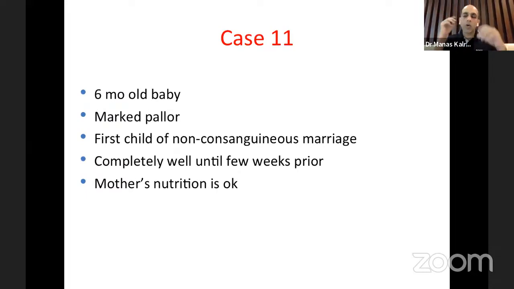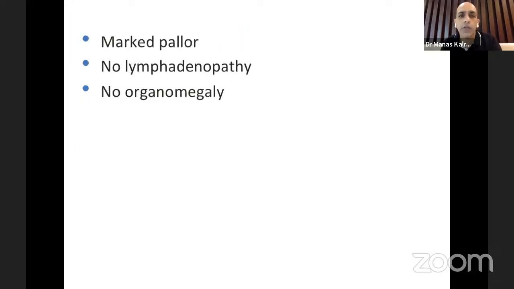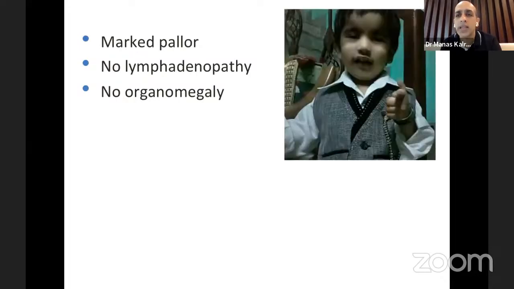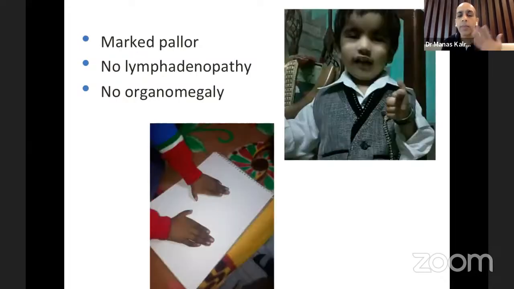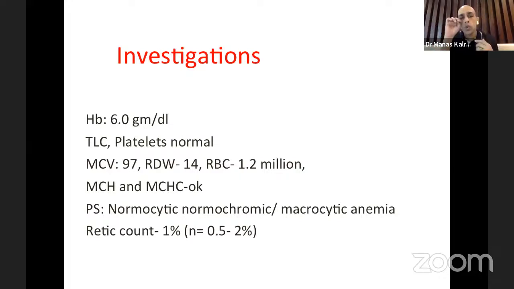So while we are talking about retic, I'll show you a case example. This is a 6-month-old baby who's got marked pallor. Mother's nutrition is okay. This child was completely well until a few weeks prior. The child has marked pallor, no lymph node, no organomegaly. And this is the baby's photograph. And the baby has got a digital abnormality. So in a young baby who's got severe anemia, marked pallor, when you do the investigations, you find that the hemoglobin is low.